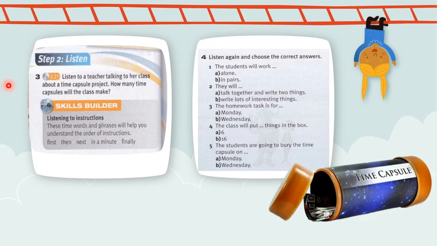Okay, for the next activity, listen to a teacher talking to her class about a time capsule project. How many time capsules will the class make? Okay, these are the keywords. These time words and phrases will help you understand the order of instructions. First, next, then, in a minute. In a minute means kejap lagi, 再过一下子. Finally, lastly. Okay, so now listen and choose the correct answers.